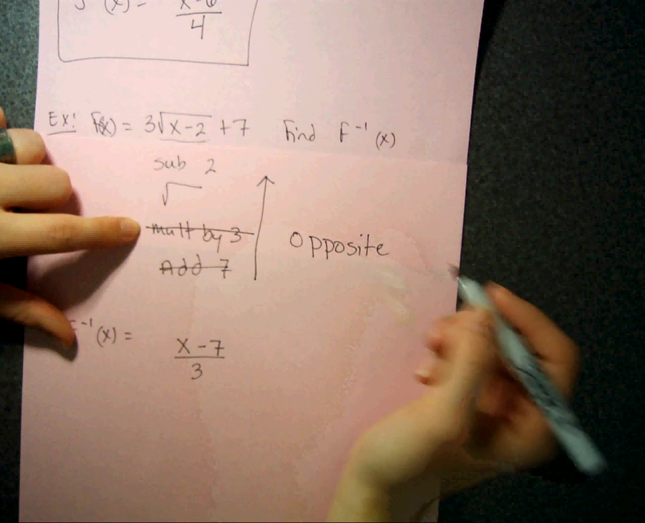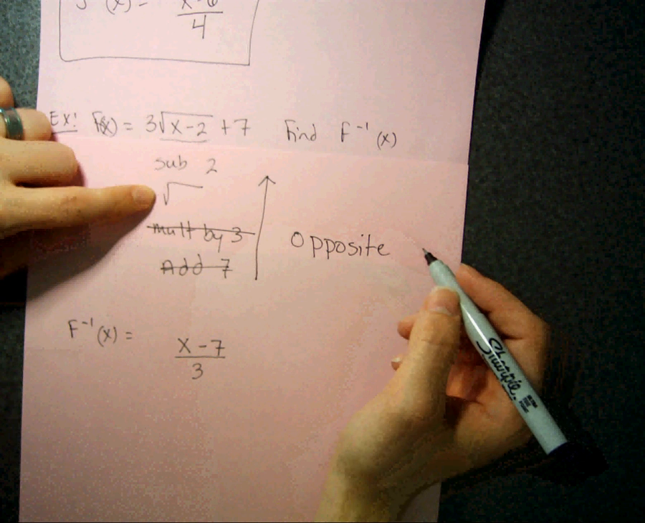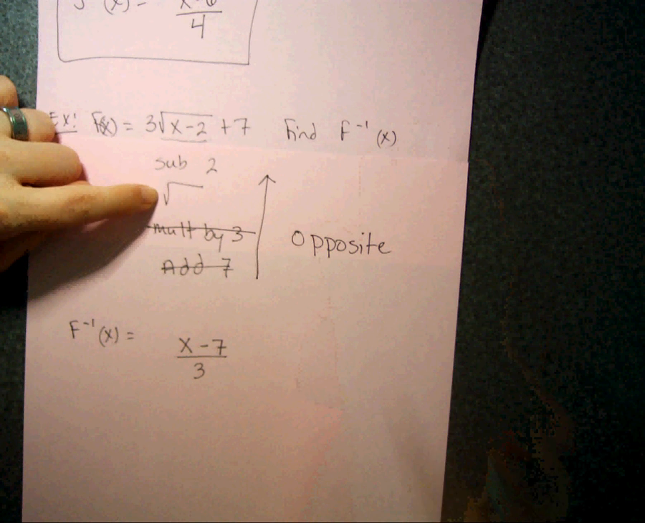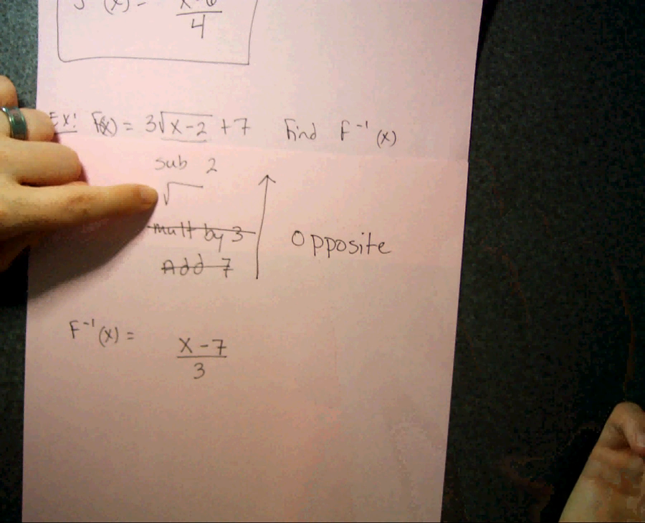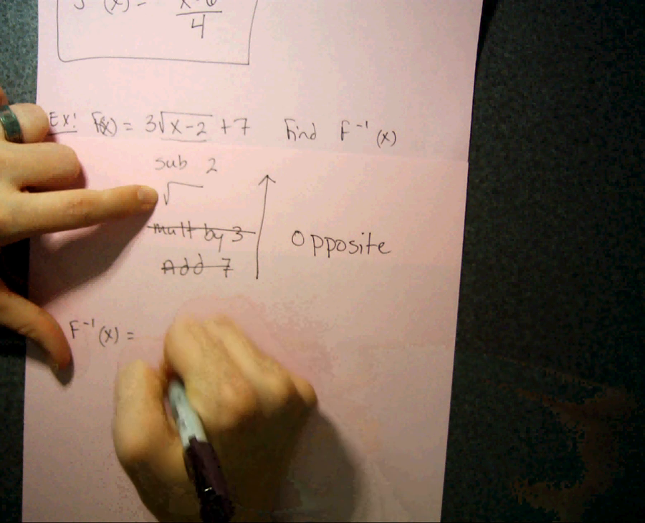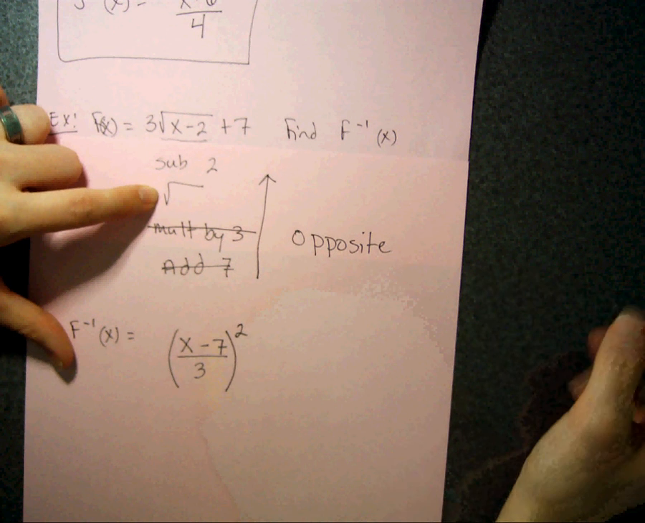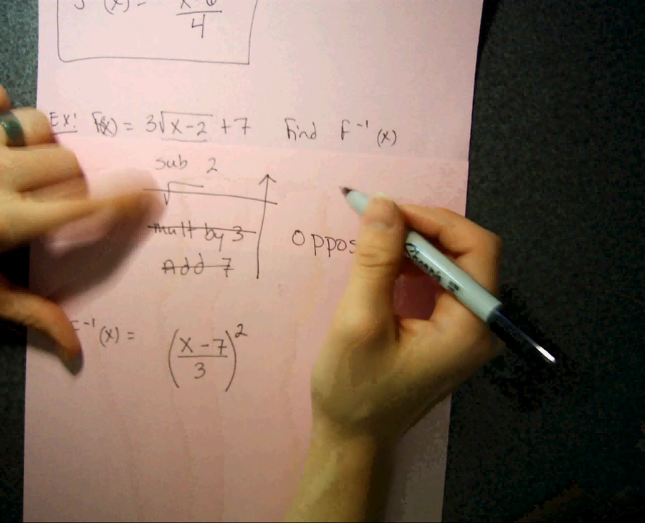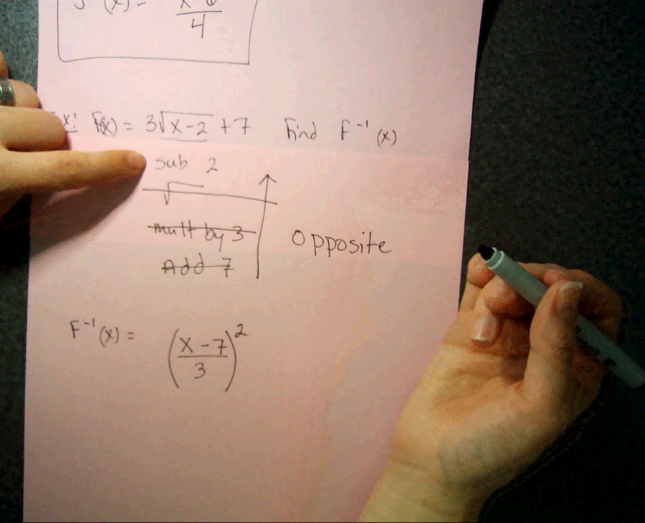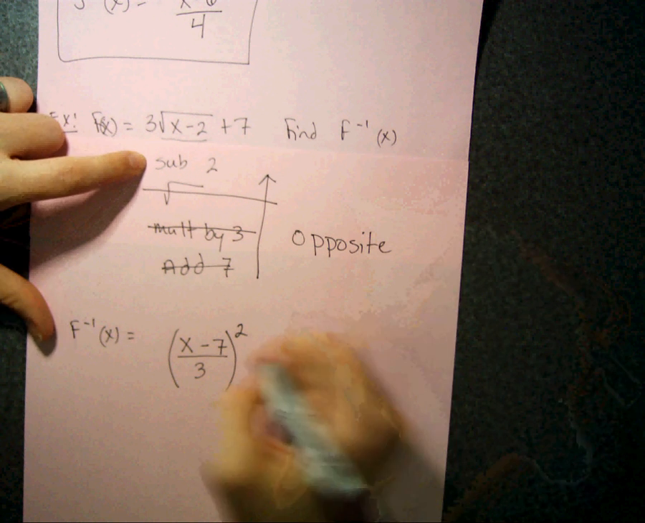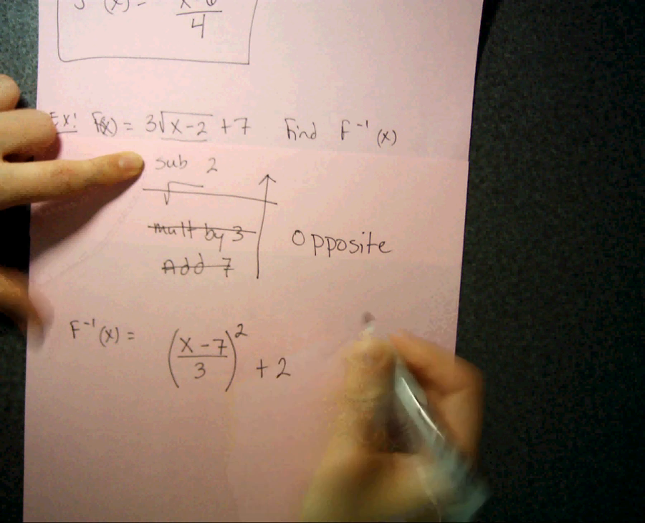Divide by 3. The next thing it says is to take the square root. What's the opposite of the square root? How would I undo it? Square it. So I'm going to take that whole thing, because I'm building as I go, and I'm going to square that value. And now it's gone. And so now I'm at the top of my list. It said to subtract 2, so I'm going to add 2. And there's my inverse.